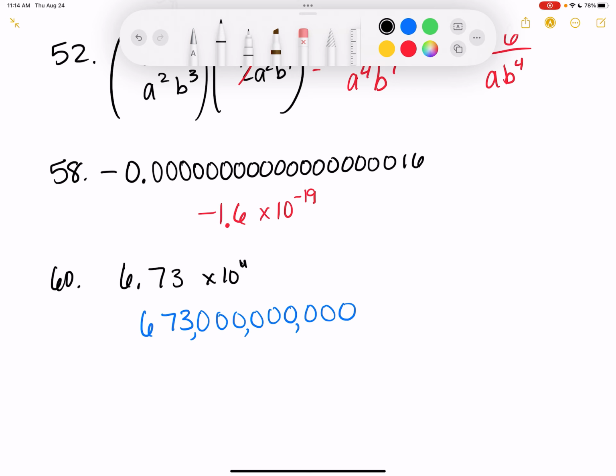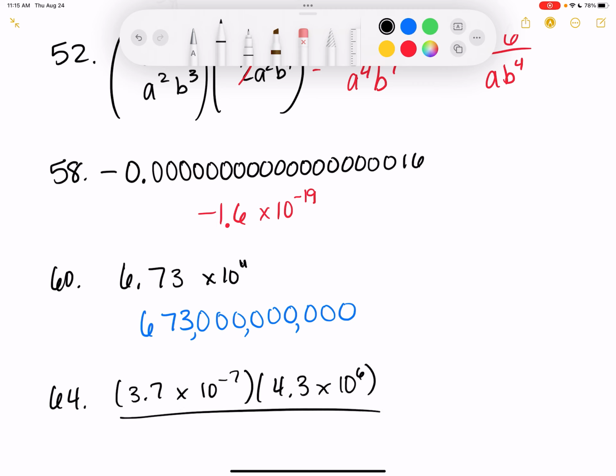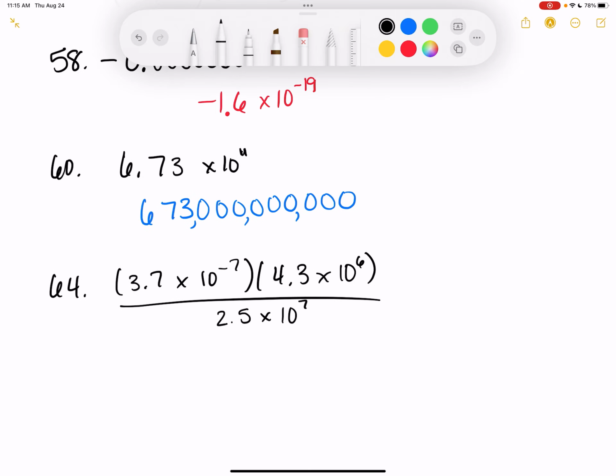Okay, the last one says to use scientific notation to simplify. So I think we may have done a couple of these problems last year, but we didn't spend a ton of time on it. So if we have something like 3.7 times 10 to the negative 7, times 4.3 times 10 to the 6th, divided by 2.5 times 10 to the 7th. This is not a let me just get my calculator out and multiply this real quick. This is a rewrite the numbers, okay?